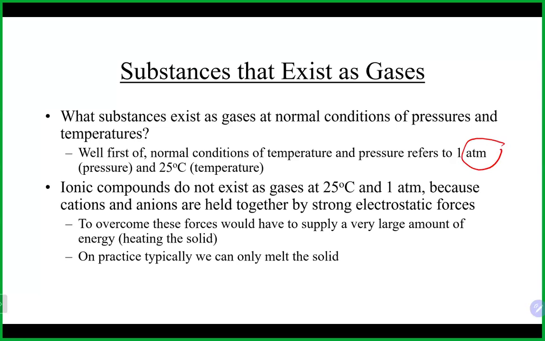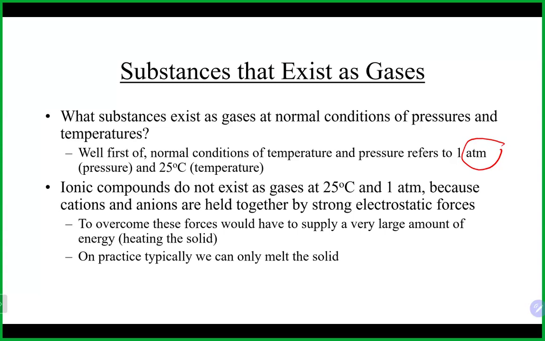Under these kind of normal conditions, we typically don't find ionic compounds in the gas phase. That is because they are held together by that really strong electrostatic attraction between the positive ion and the negative ion. In practice, you pretty much can only melt it.